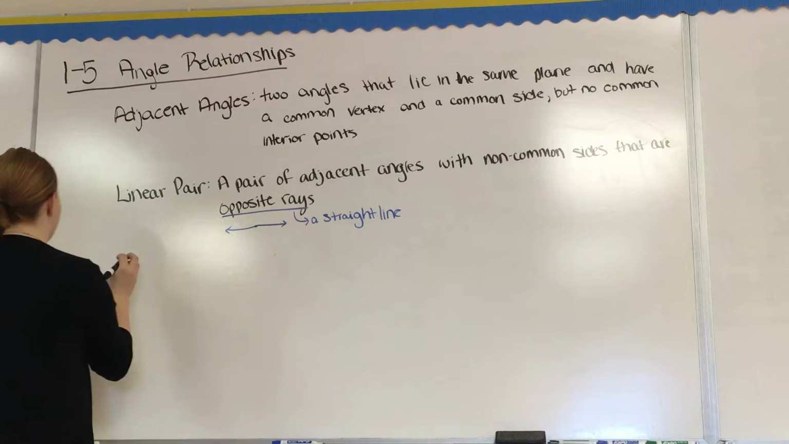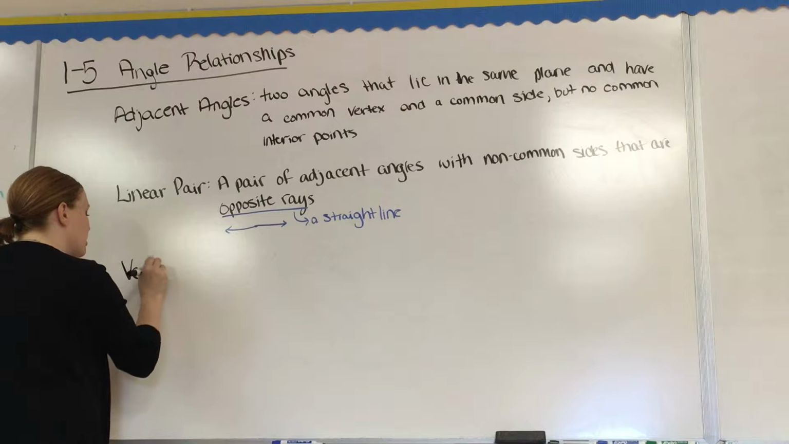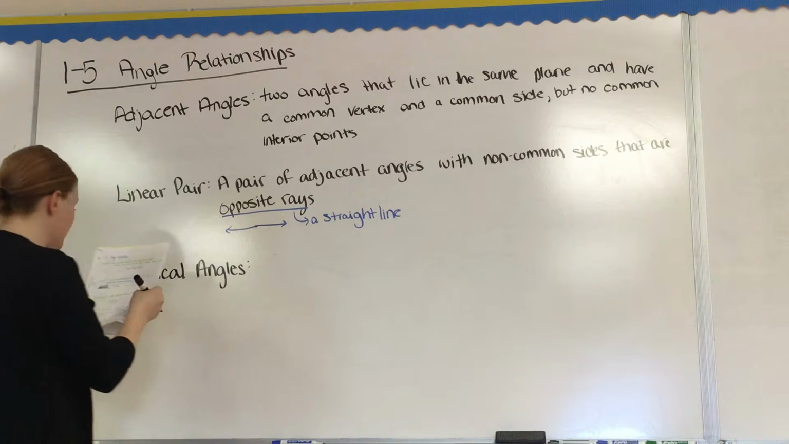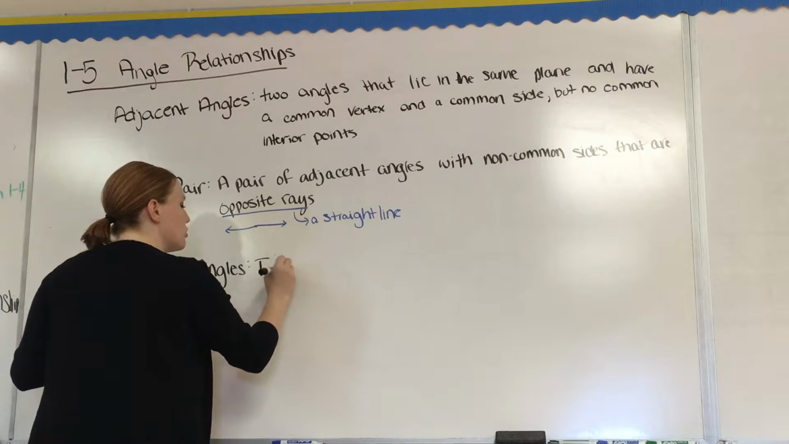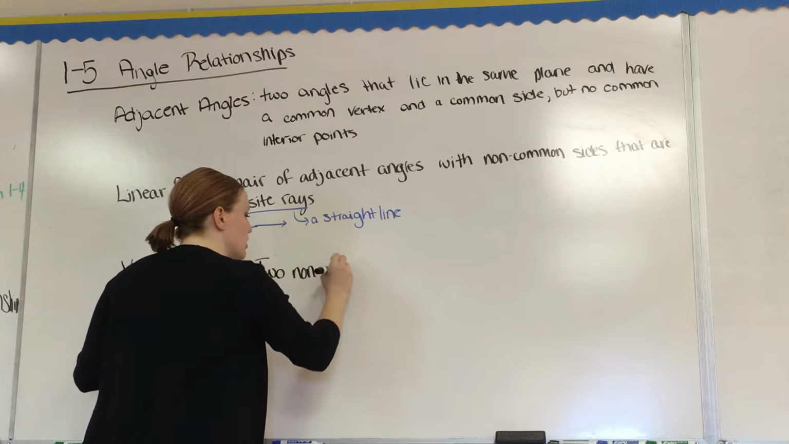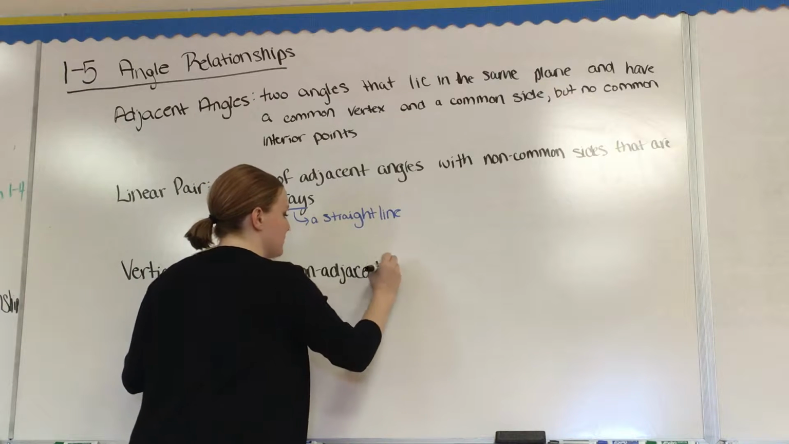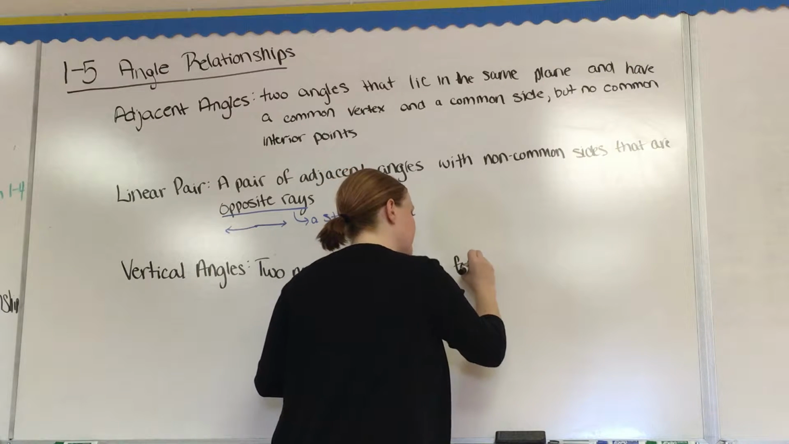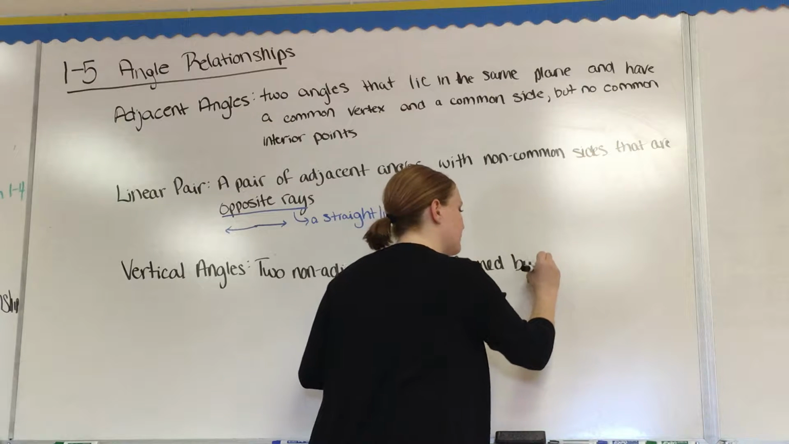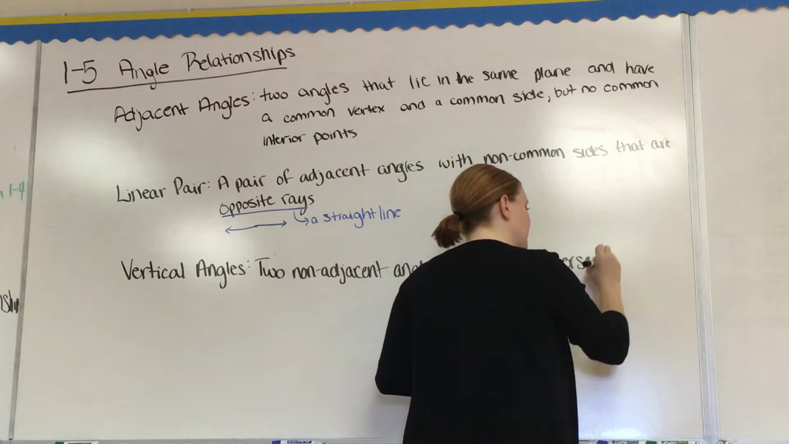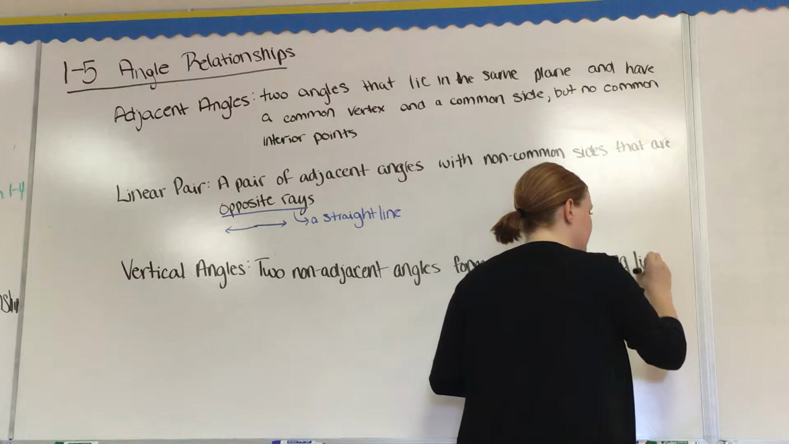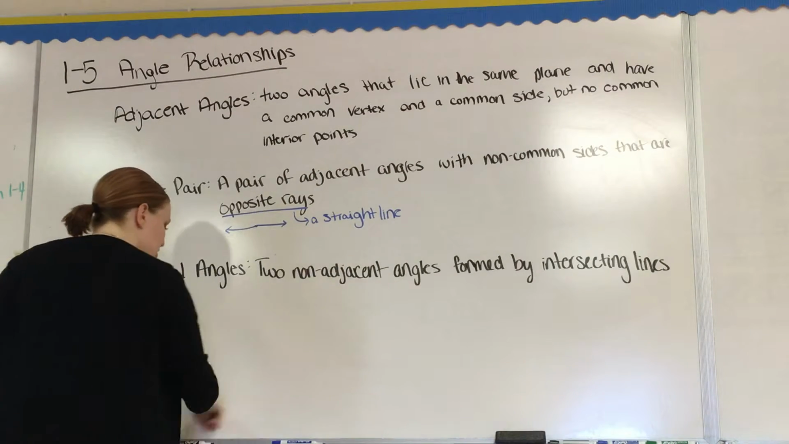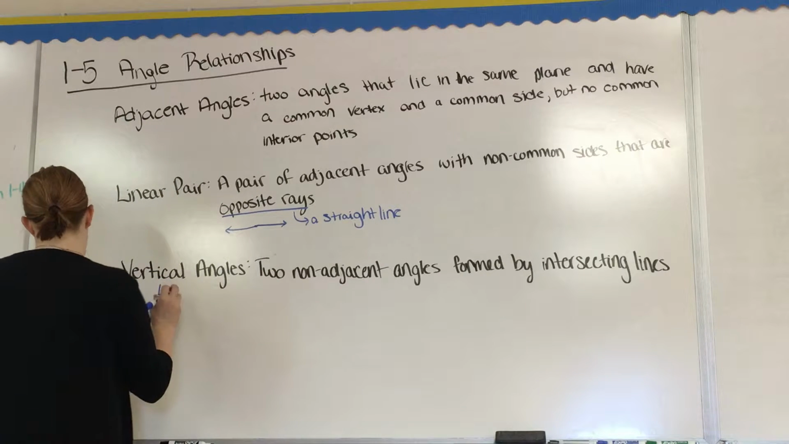Our next angle relationship is vertical angles. So vertical angles are two non-adjacent angles formed by intersecting lines. Okay, so two non-adjacent angles formed by intersecting lines. Something to note about vertical angles: vertical angles are congruent.